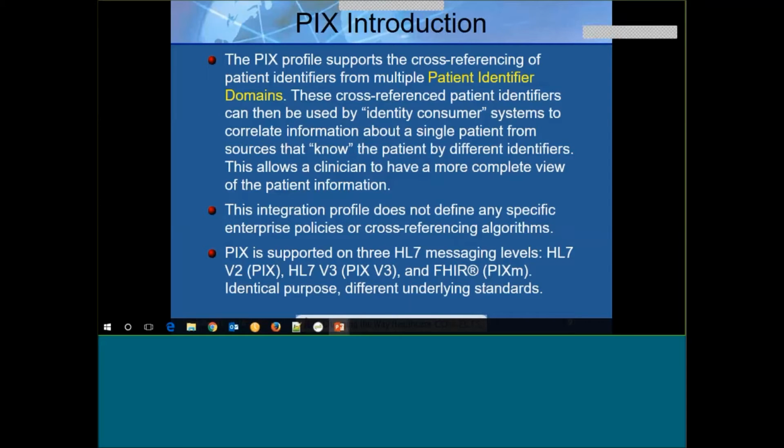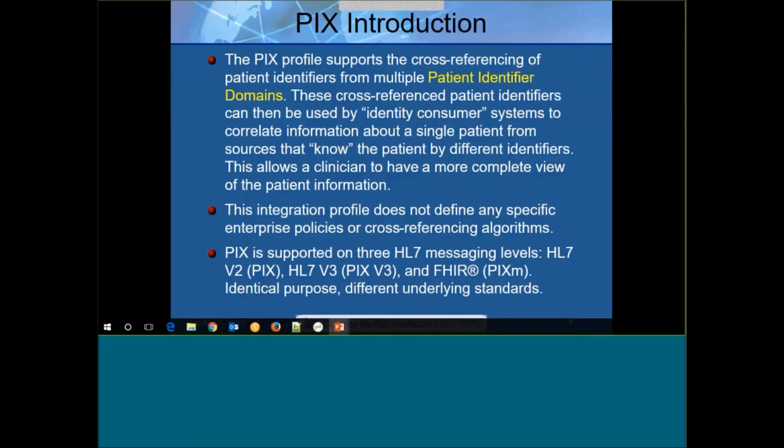So the PIX profile supports the cross-referencing of patient identifiers from multiple patient identifier domains. We'll talk about what a patient identifier domain is in just a second. But basically, it's just like we saw on the last slide. There are many systems that assign identifiers to patients, either throughout your venue of care or across venues of care within an HIE or something along those lines. And PIX gives you a way to cross-reference those together, which will allow you to query them after they are cross-referenced.